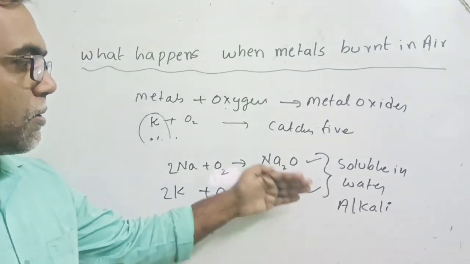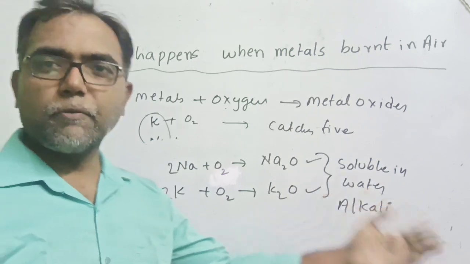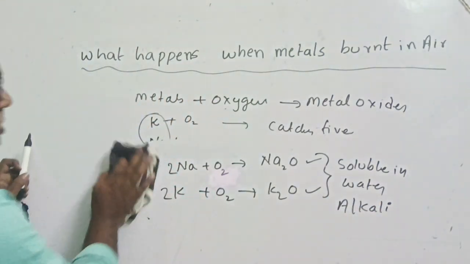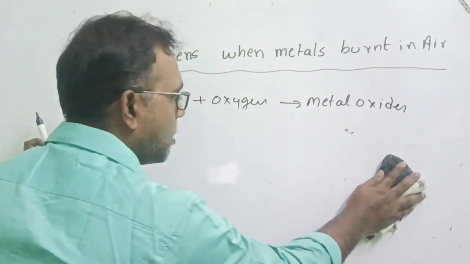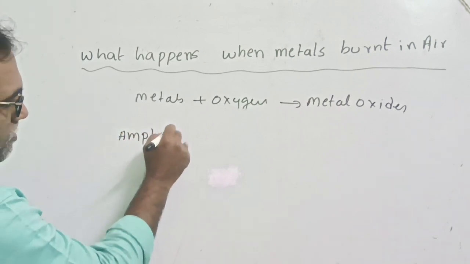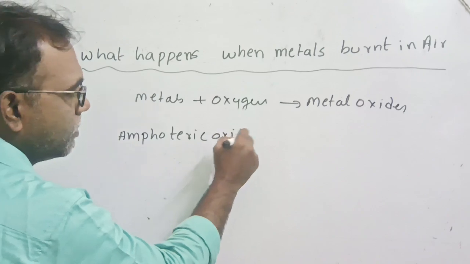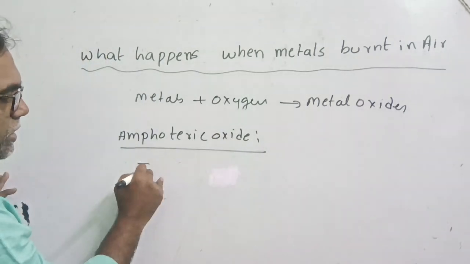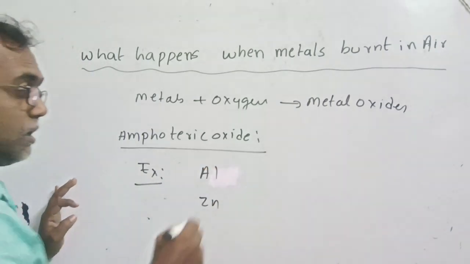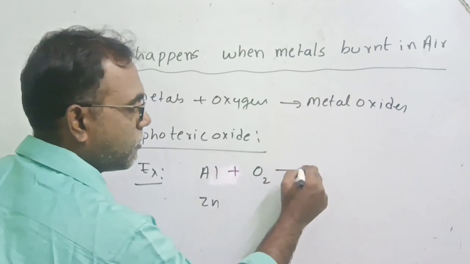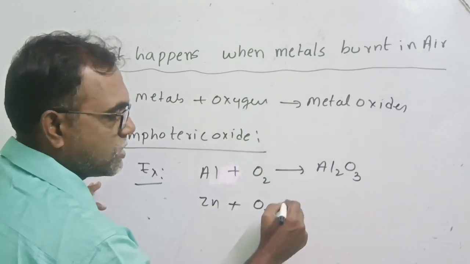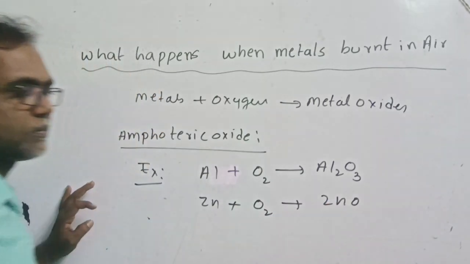Now, apart from these metal oxides, what is the other form of metal oxides? Those are amphoteric oxides. Let us see what amphoteric oxides are and how we can define them. Examples for amphoteric oxides are aluminium and zinc metal oxides. Aluminium reacts with oxygen and forms aluminium oxide. In the same way, zinc also reacts with oxygen to form zinc oxide.